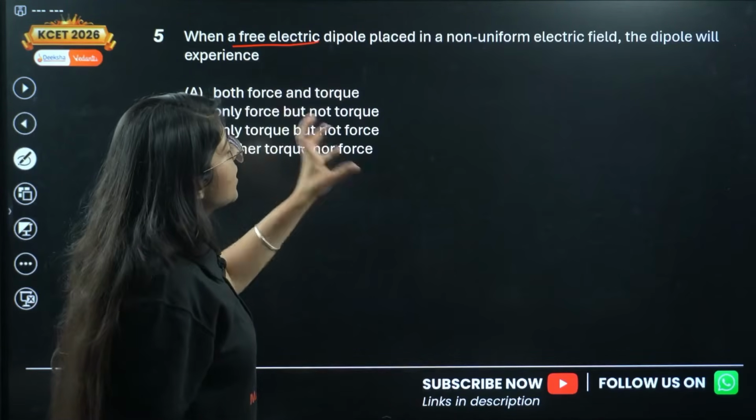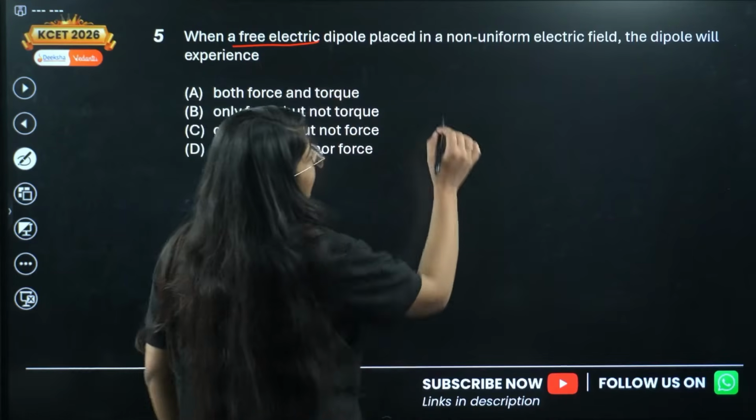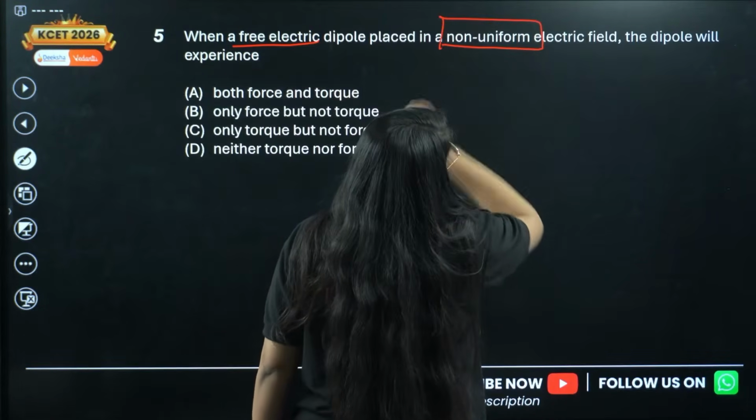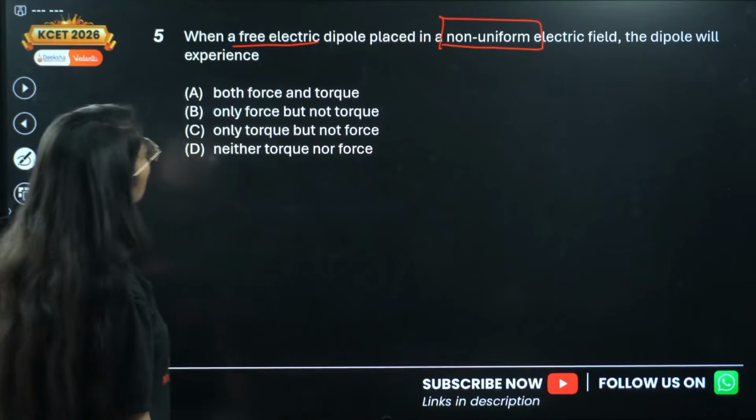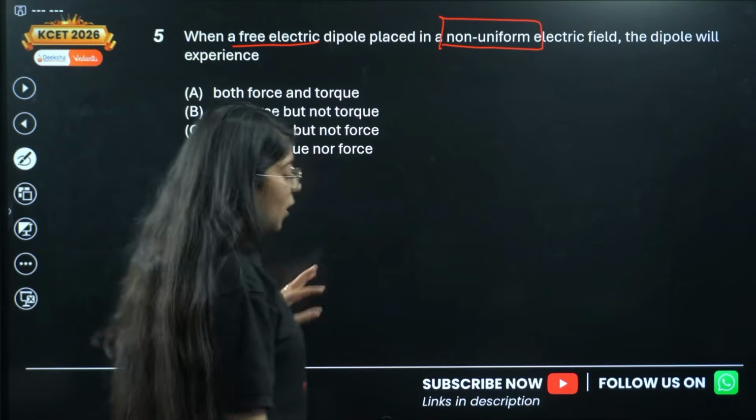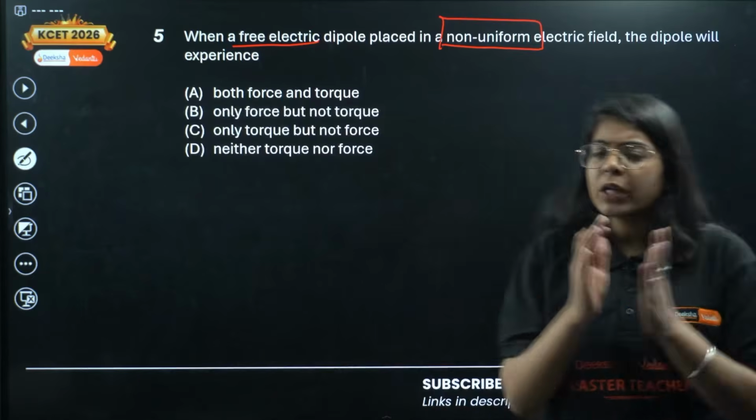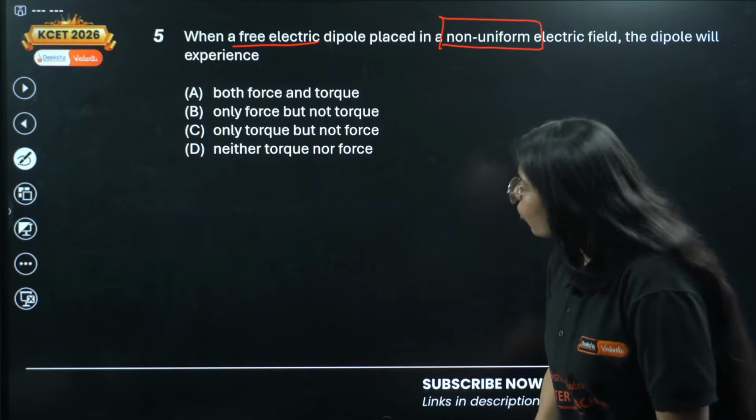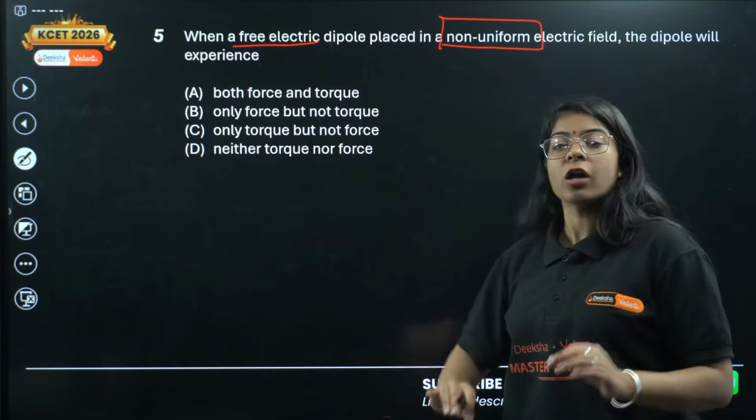Okay. Next question. When a free electric dipole is placed in non-uniform electric field. Remember, it's a non-uniform electric field. The dipole will experience what? Both force and torque, only force but not torque, only torque but not force, neither torque nor force.